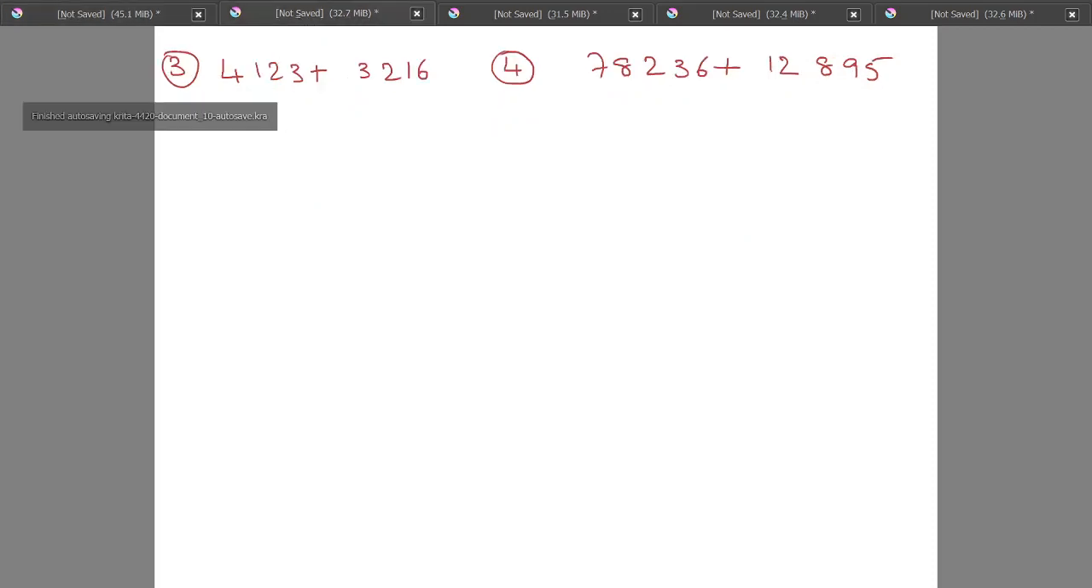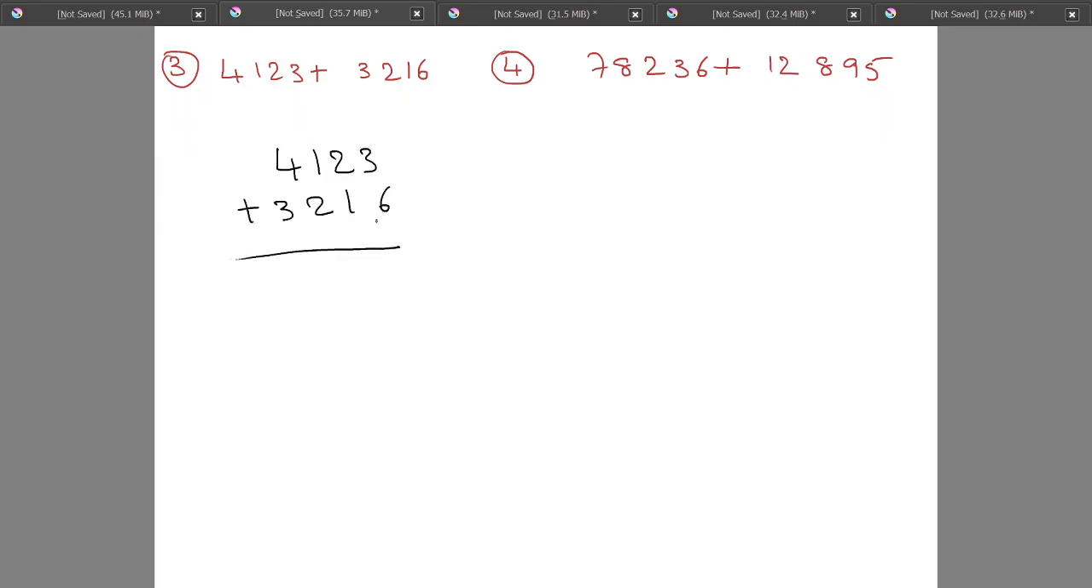Now we have 4123 plus 3216. These are 4-digit numbers, so write the numbers properly. Again, start from the units place and move to the left. So, 3 plus 6 is 9. 2 plus 1 is 3. 1 plus 2, 3. 4 plus 3, 7.